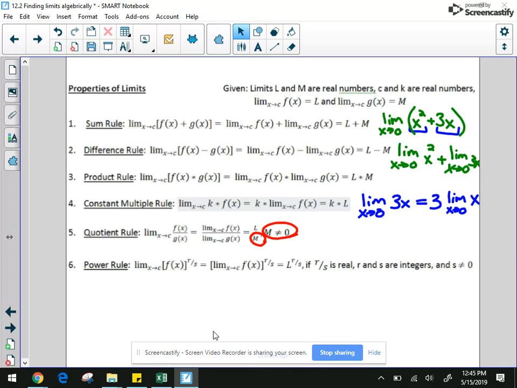And then the last property of limits on there is the power rule, saying if you have a function being taken to a power, you can evaluate the limit first, or you could evaluate the power and then the limit. Again, just as long as the power you're raising the function to, r over s, has r and s as integers, and we can't divide by 0, so the value of s can't be 0 either.